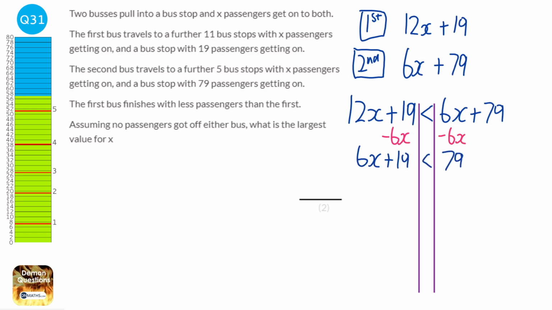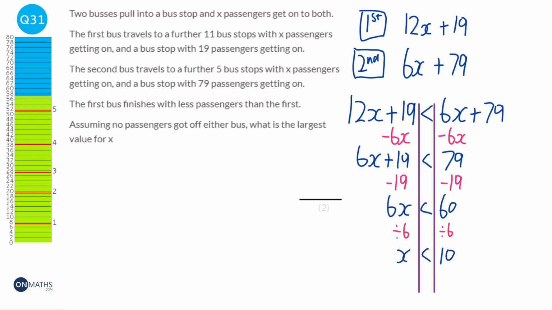And next thing we're going to do is take away the 19 from both sides. And so, ooh, meant to be 60. Got ahead of myself. And the last thing we do is divide by 6 both sides. And so we've got x is less than 10. Now, it says here, assuming no passengers got off either bus, what is the largest value for x? Now, it is tempting to write down 10, but it says x has to be less than 10. So the biggest number we can get that is less than 10 is 9.